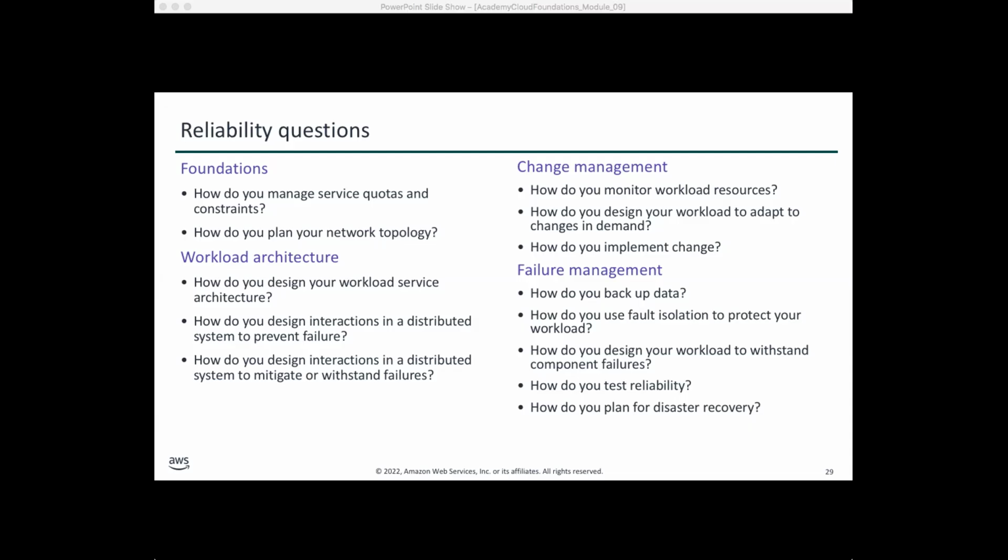Next best practice area is change management. How do we monitor workload resources?